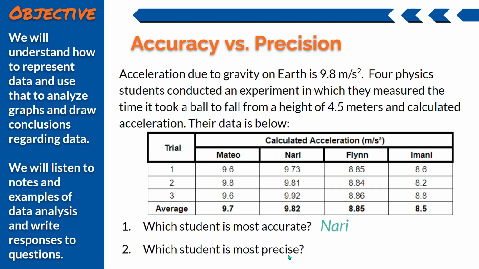Okay, most precise. Who is most precise? I thought I heard somebody say it. Flynn. These measurements are very close to each other. He also used a more precise measuring device than Imani, for example, but he's only 2/100ths apart. So that's like the range of his data. He's only 2/100ths apart. So he would be the most precise.